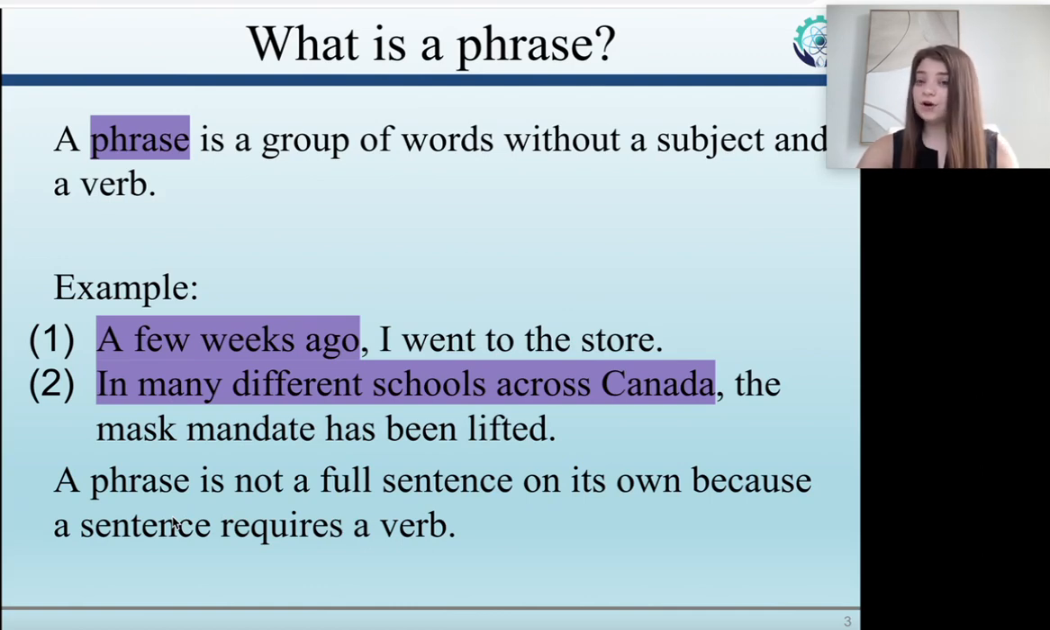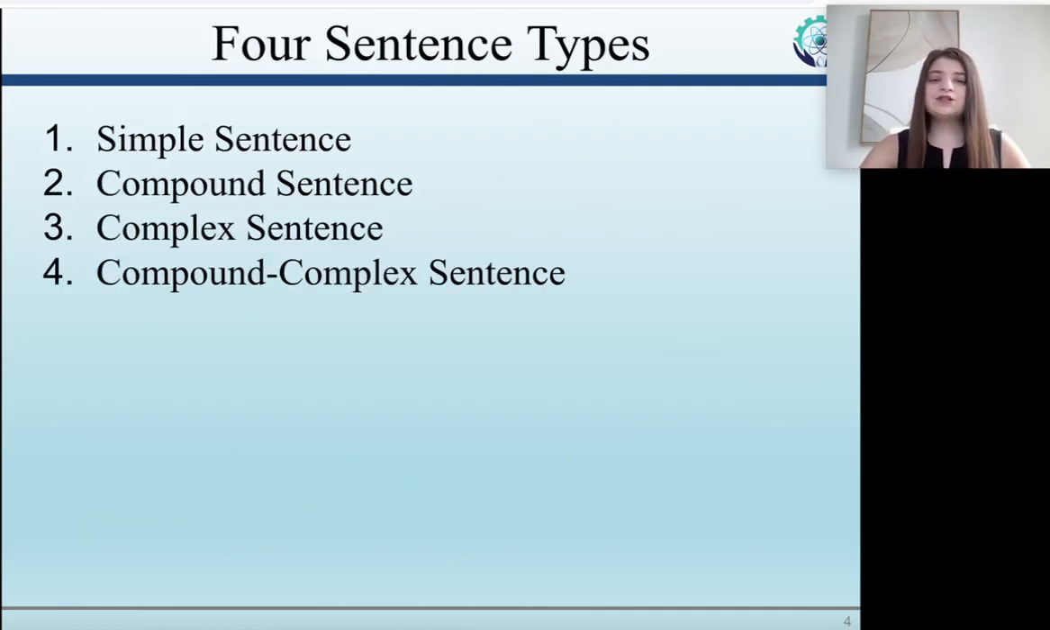Sometimes we have helping verbs, right? Or modal verbs, auxiliary verbs, etc., right? We could have many different verbs sometimes, or different types of verbs. But at the very minimum, we must have at least one verb for it to be considered a full sentence for our purposes. Okay, so let's talk about the 4 sentence types. There are simple sentences, compound sentences, complex sentences, and compound complex sentences.